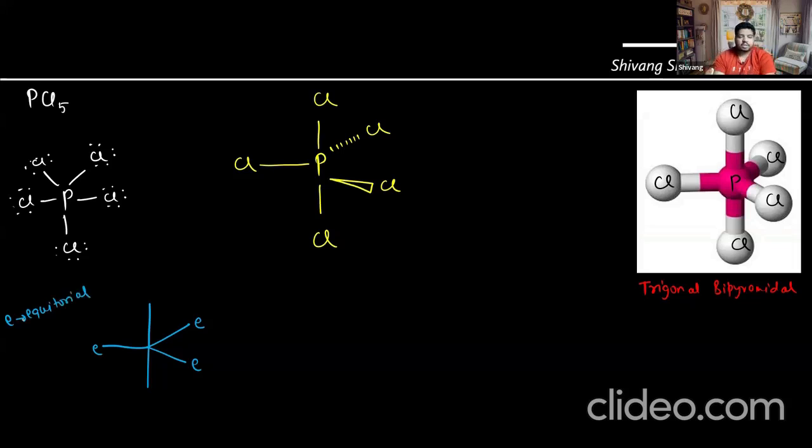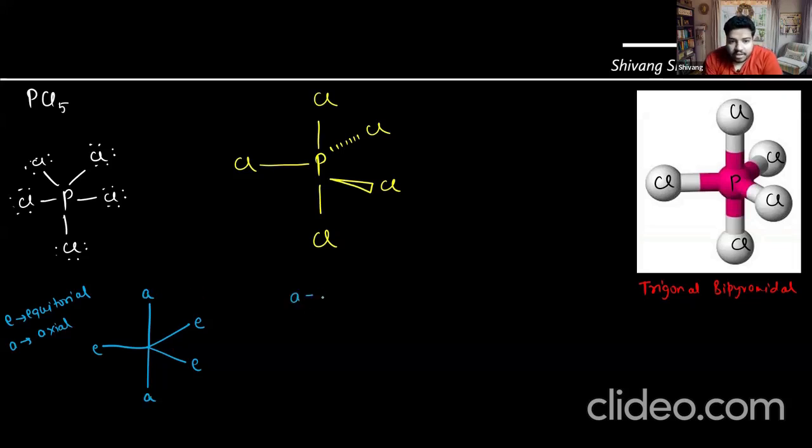E stands for equatorial, and this is A, which is called axial. E stands for equatorial and A stands for axial. These are the axial bonds. So different bond angles are there.